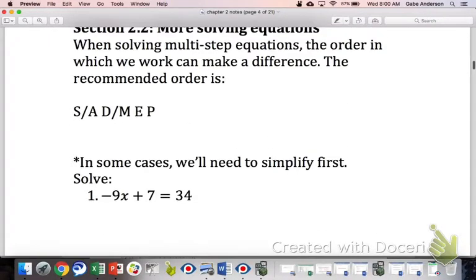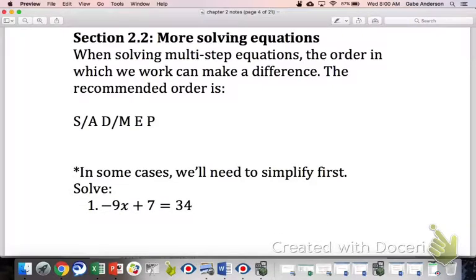And so let's talk about this really quick. Section 2.2 is more solving equations. These are basically going to be somewhat more complicated. Instead of one step, it's going to be more than one step. So I want to kind of help you guys with my philosophy on this. We are going to have to do some simplifying first in some cases, but after we have simplified, we are always going to follow the same order of solving. And I want to point out where this comes from.